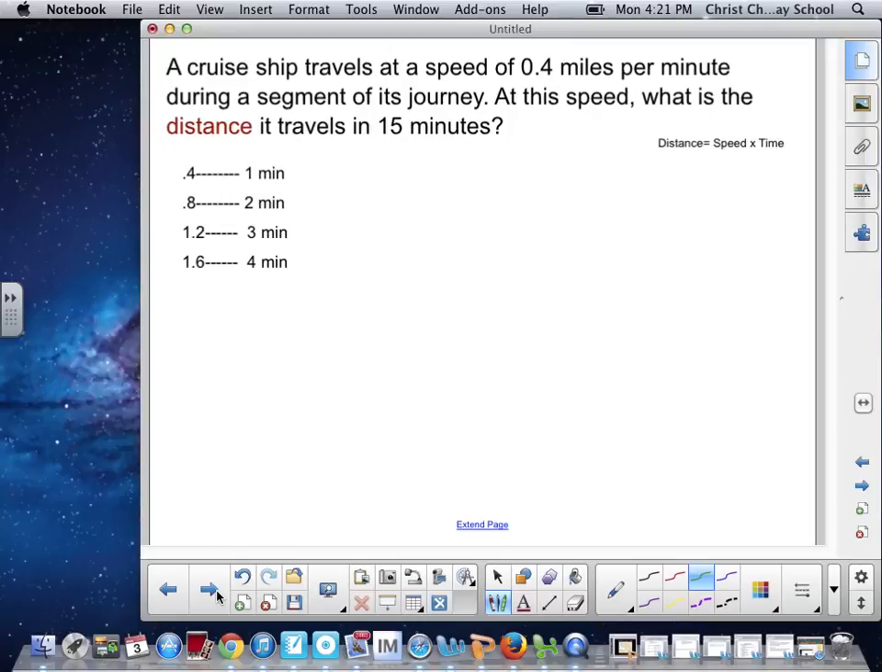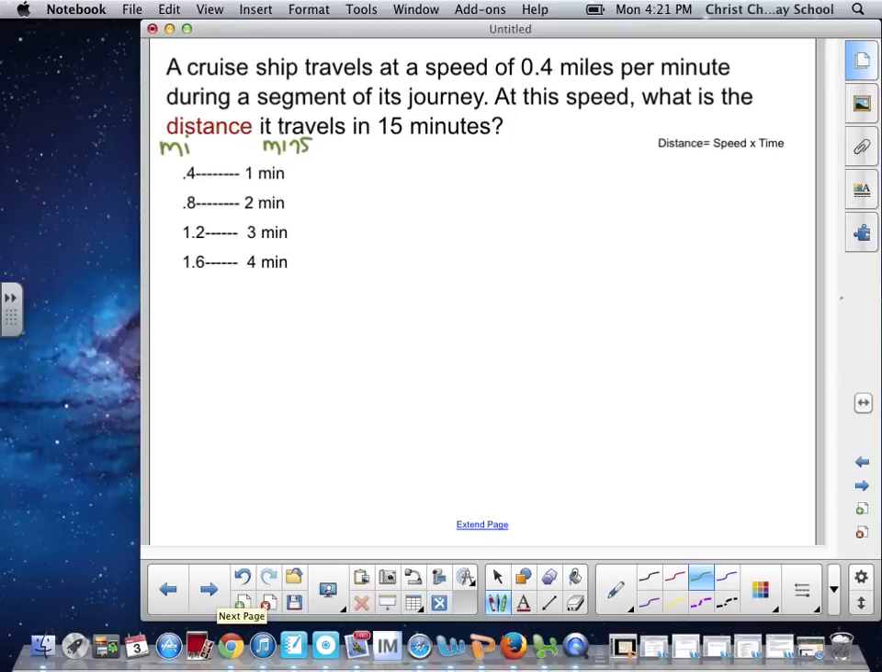There are many different ways you can solve this problem. Let's take a look at the first method. The first method is what Singapore Math calls the arrow diagram. In the arrow diagram, we just put information on it. I've set it up for miles on one side and minutes on the other side.